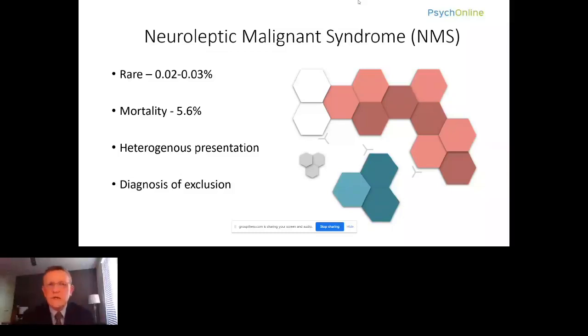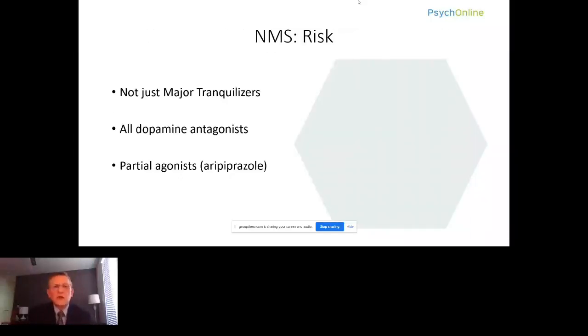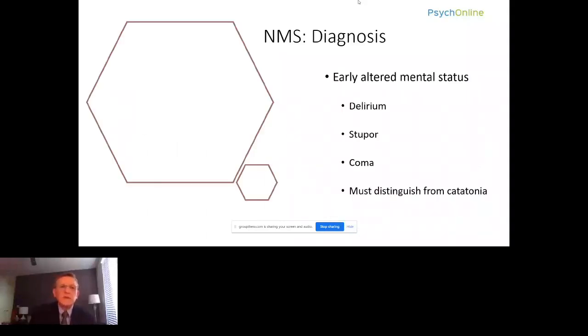Let's move on to neuroleptic malignant syndrome. I know you've heard of this. Thankfully, it's rare. Unfortunately, when it does occur, it has a very high mortality rate, greater than 5%. So we all need to be aware of it. Unfortunately, it also has a variable presentation and winds up being a diagnosis of exclusion. What is the risk? Well, we think of it as being from major tranquilizers, but it's from all dopamine antagonists and even partial agonists like aripiprazole.